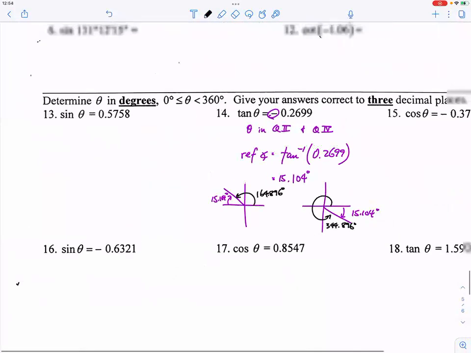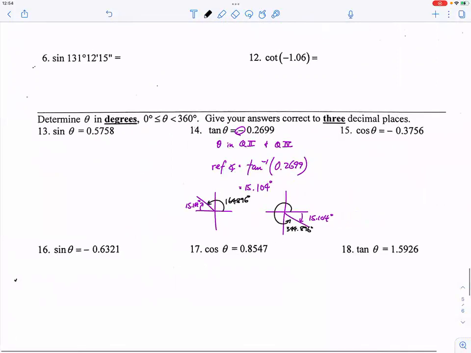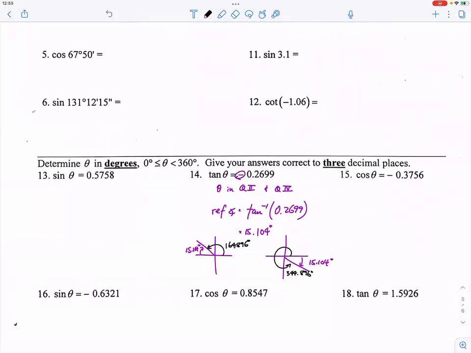Now the back page would be a good practice to get you ready for the quiz on Wednesday. The materials here would not be covered on the quiz, but the back page material will be on the quiz.